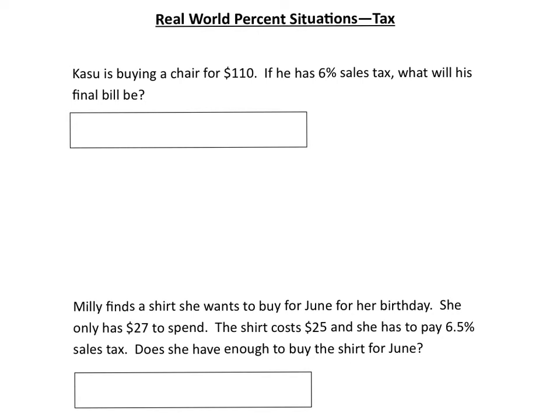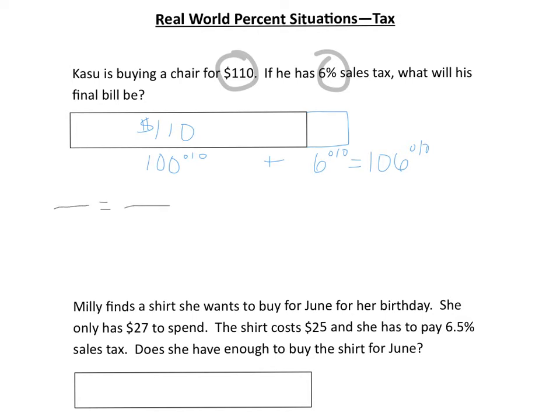Casu is buying a chair for $110. If he has 6% sales tax, what will his final bill be? We know the bar at this point is going to represent 100%. And 100% is going to be that $110. But he has to add on a 6% sales tax, meaning he is actually paying 106%. This should look very familiar.